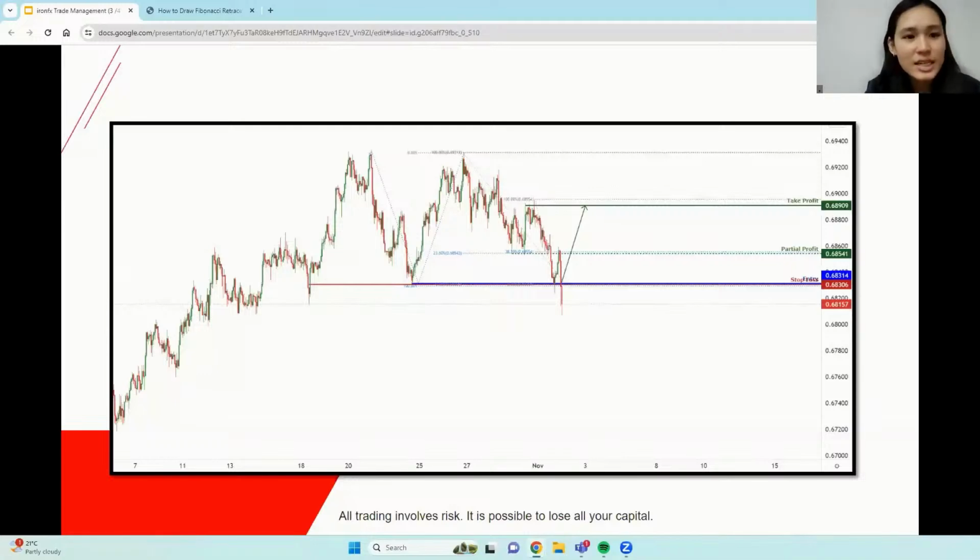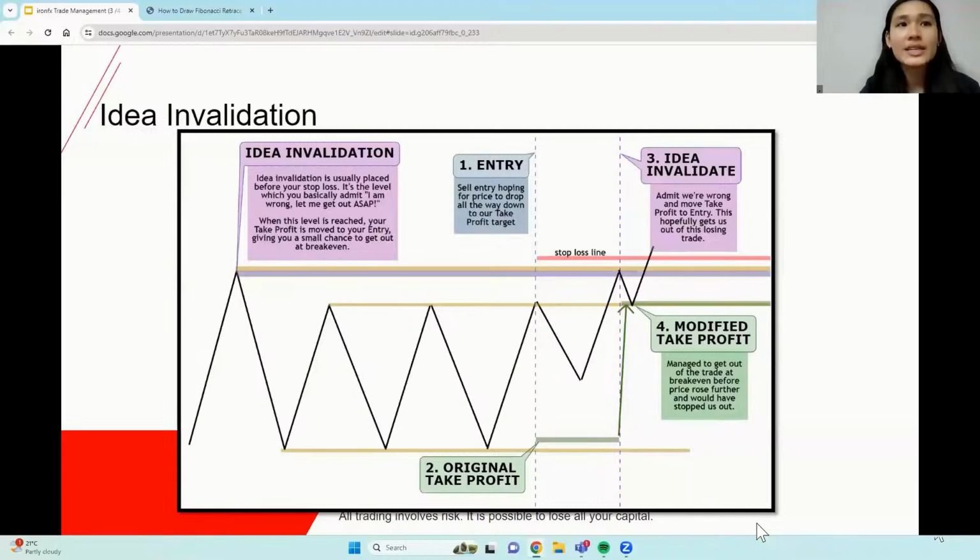Okay, I hope this is clear. Okay, now let's take a look at idea invalidation, which is our focus for this week. So idea invalidation is usually placed before your stop loss level. Excuse me. So it's usually placed before your stop loss, and it's the level at which you basically admit that your initial trade idea was wrong and you want to get out of it ASAP.